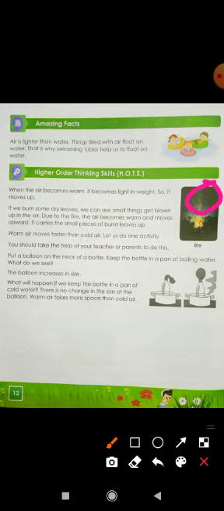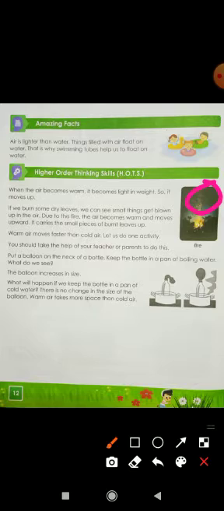Okay. So with the help of this picture, what we have understood is that when the air becomes warm, it becomes light in weight. Correct? Okay, now let us see what else is given. Now they have given us one activity. In that activity, they have used two pens, correct? A bottle, two bottles, and two balloons.